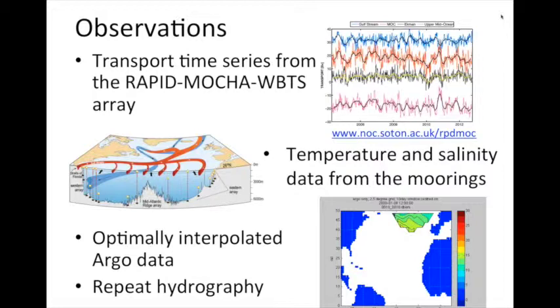We take temperature and salinity data from the mooring. We use the optimally interpolated Argo product to both inform the salinity field in the interior, but we also use the temperature and salinity to give us a horizontal circulation. So we start thinking about what's going on in between the moorings in a horizontal sense, as well as exactly what's happening at the mooring.